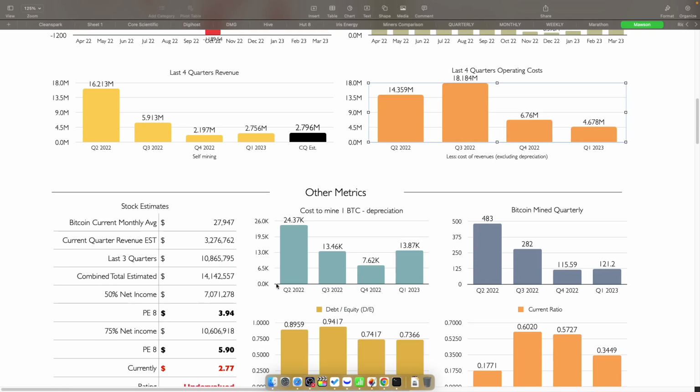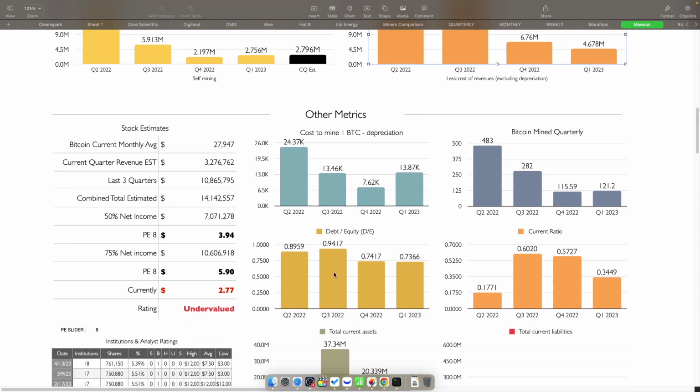Cost to mine one BTC is at 13.8. That has come up here since Q4. It has been coming down ever since Q2, Q3, and Q4. Bitcoin mined quarterly has been coming down also, which is concerning there. It is up a little bit here, 221 for Q1 compared to 115 for Q4.